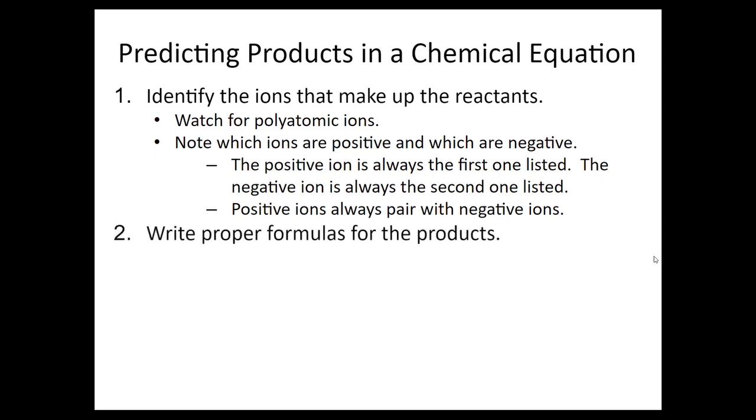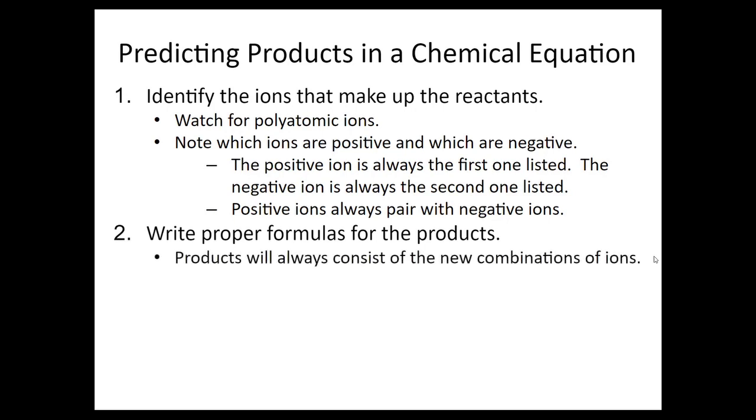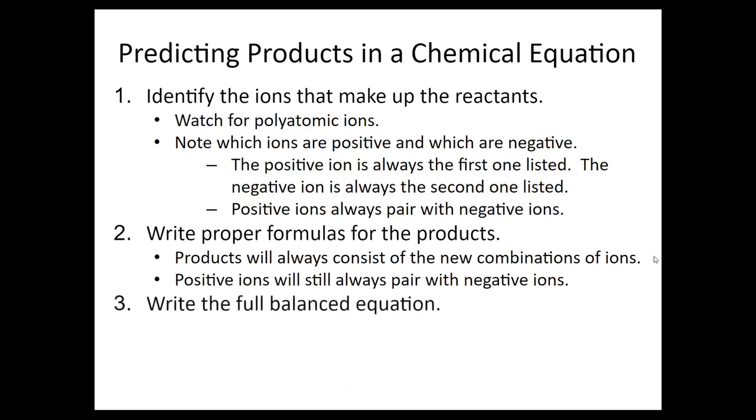Okay, write proper formulas for the products. You're not given the products ahead of time. So what we're going to ask you to do is write a new or novel combination of ions. The new way that you can pair positive with negative, that's really important. I want you to pair those two together. Remember, positive will still pair with negative, and the positive ion goes first.